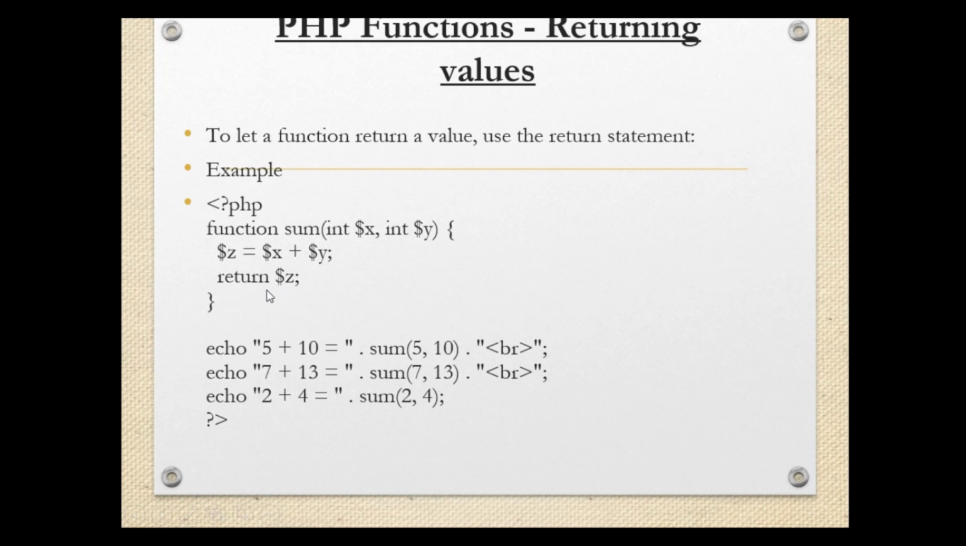Return is nothing but it will return the value. Whatever value is under $z, it will be returned. Now outside the function we are passing the values, that is echo 5 plus 10 equal to sum of 5 and 10, echo 7 plus 13 sum of 7 and 13, echo 2 plus 4 sum of 2 and 4. So this addition is automatically stored in the variable $z. When we write this statement, return $z, automatically the value will be stored in my $z.